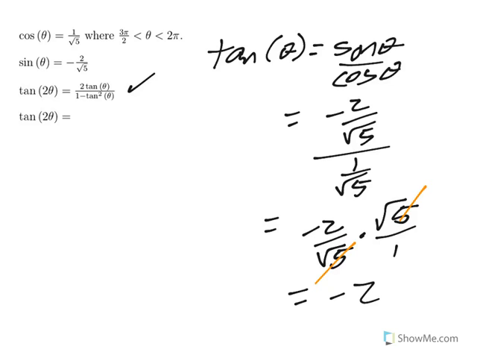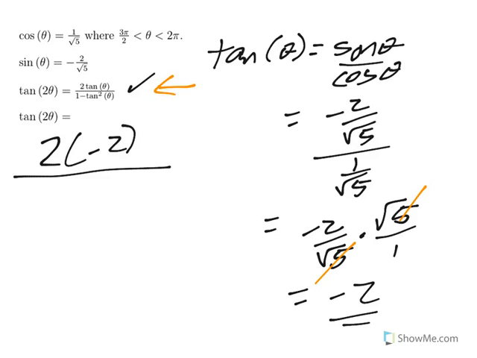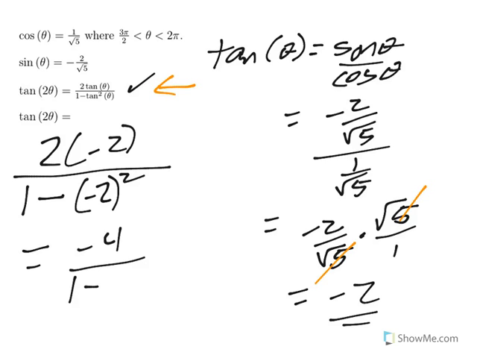Well, that's super cool. So when I go back to this identity, the tangent of 2 theta is just going to be 2 times tangent theta over 1 minus tangent theta squared. 2 times negative 2 is negative 4. 1 minus negative 2 squared is 1 minus positive 4. So this is negative 4 over, let's see, 1 minus 4 is negative 3. That's just positive 4/3.